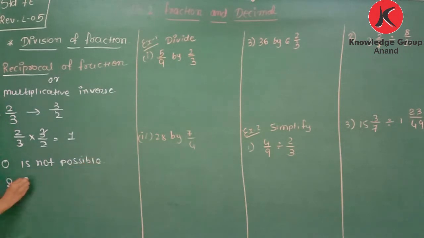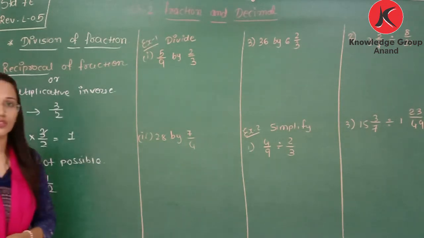Reciprocal of 2 is 1 by 2. Reciprocal of 1 by 7 is 7. Clear? If there is 2, it means there is a 1 in the denominator. So the reciprocal of 2 is 1 by 2 because 2 multiplied by 1 by 2 is 1. Reciprocal of 1 by 7 is 7. So we need to use this concept to find the division of fractions. Let's solve some examples to understand.